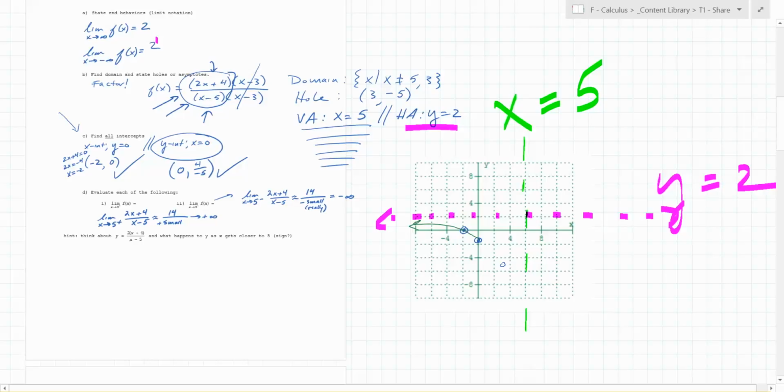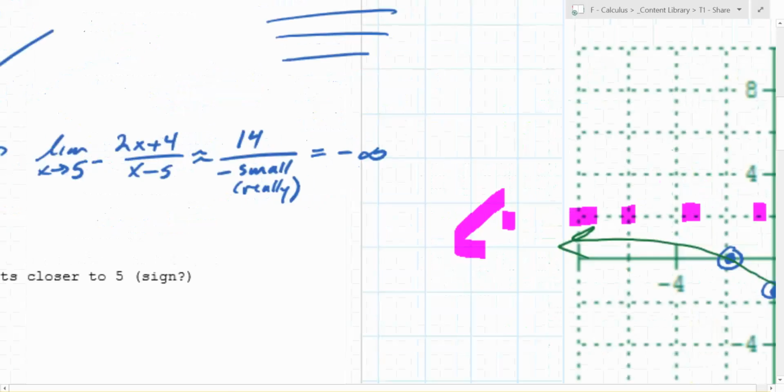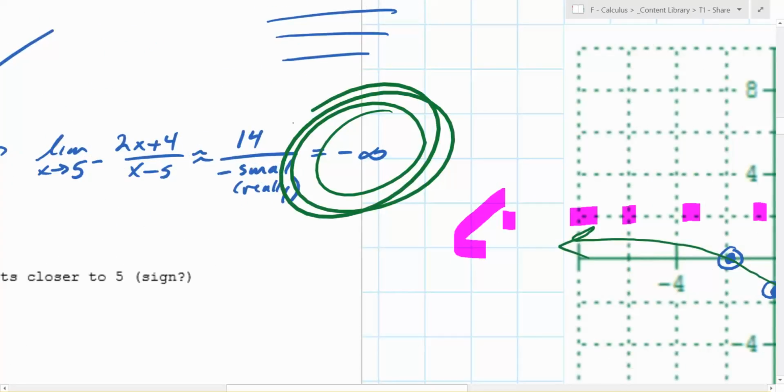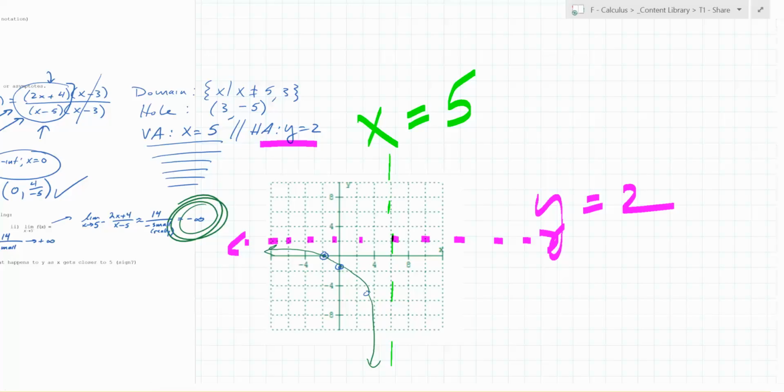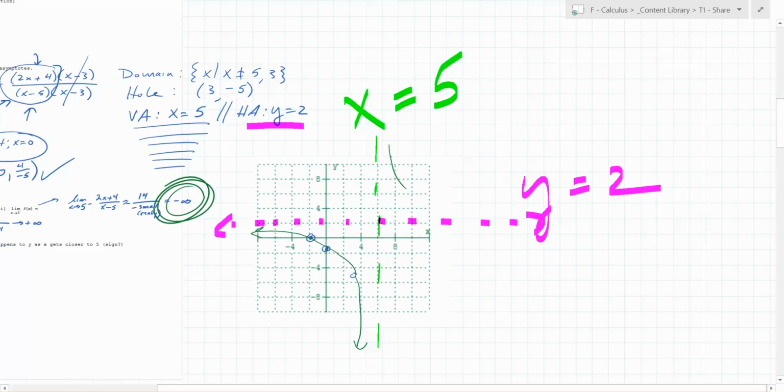Like this, and it goes to there, and then it has to go down. Why do we know it goes down? We found out when you go from the left, it goes down. What does it go to when you approach from the right? Up. So this is going to go like this.